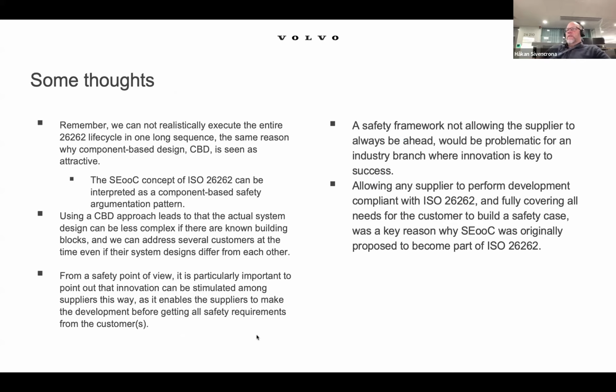We know that we can't realistically execute the entire life cycle in one sequence. That we know, we have already said that. But if we use the CBD approach, then we can make it less complex. We can make a separation of concerns. We can have these building blocks. If they're using a certain principle, we know that some faults, failures, or errors can't propagate. So we can rely on components that under certain circumstances won't impact me badly, right? I can verify components according to these, and I know that I can use them, and they are not shooting my component down, for example.